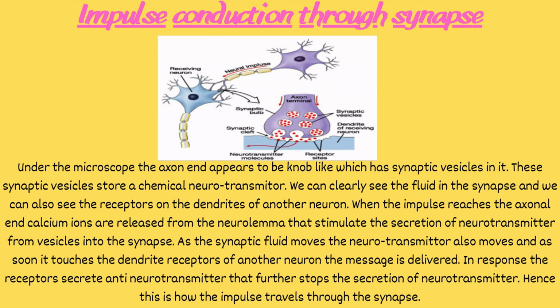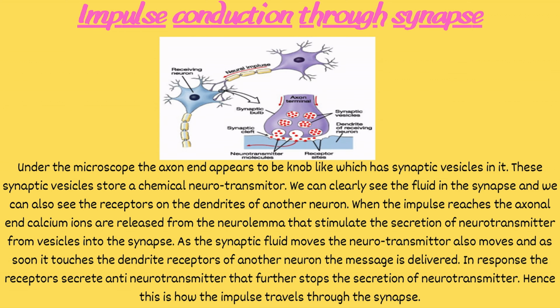Impulse conduction through synapse. Under the microscope the axon end appears to be knob-like, which has synaptic vesicles in it. These synaptic vesicles store chemical neurotransmitter. We can clearly see the fluid in the synapse, and we can also see the receptors on the dendrites of another neuron. When the impulse reaches the axonal end, calcium ions are released that stimulate the secretion of neurotransmitter from vesicles into the synapse.